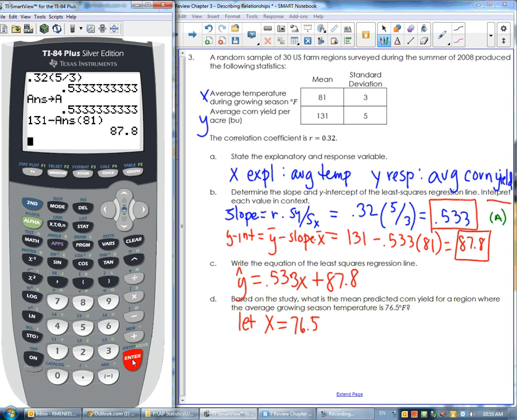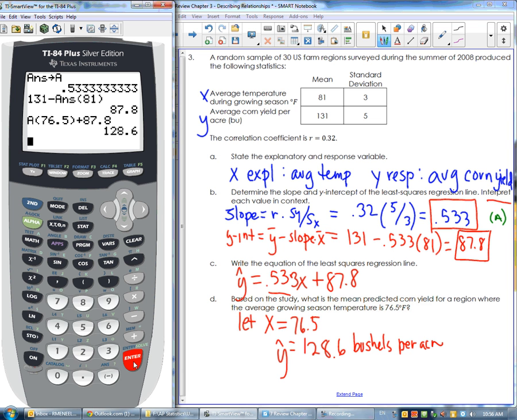So in my equation, now remember, my slope I stored in letter A. So I'm going to want to go ahead and call up letter A now because I don't want to have any rounding issues. And I want to multiply that by 76.5. And then add that to my y-intercept, which I didn't have to worry about any rounding issues there. That's easy. And we expect 128.6 to be our average corn yield per acre. So that would be bushels per acre. Or I guess I should say average bushels per acre. Okay.